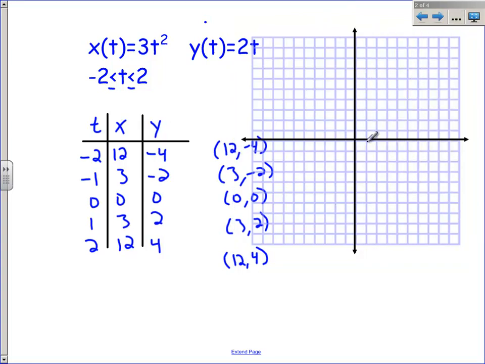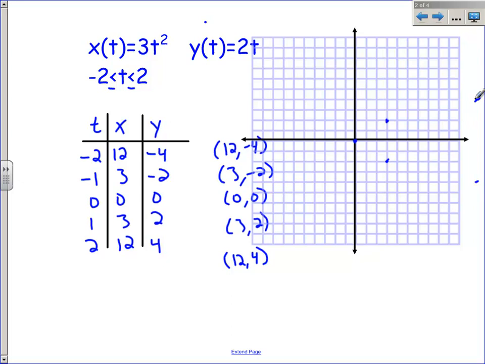So I've got 12, -4, 1, 2, 3, 4, 5, 6, 7, 8, 9, 10, 11, 12. Let's be out there further. -4 is down here. And then 3, -2. And then 0, 0. And then 3, 2. And then back out there at 12, 4. Okay, so it'll be up here somewhere, right?